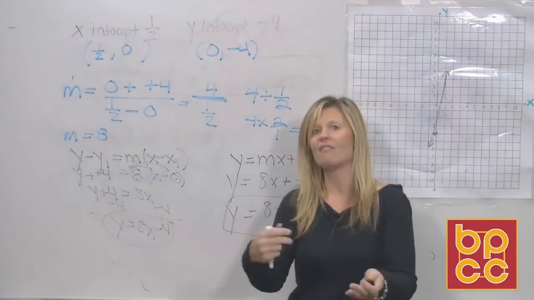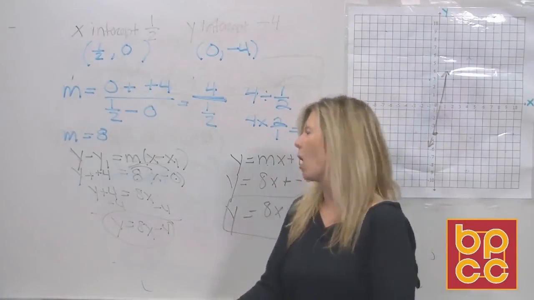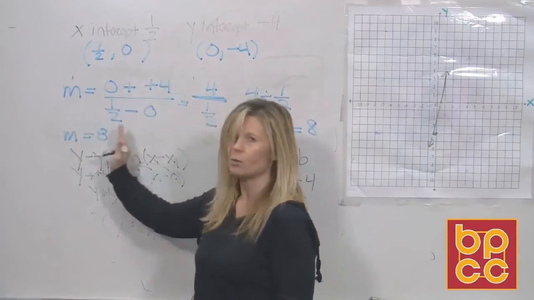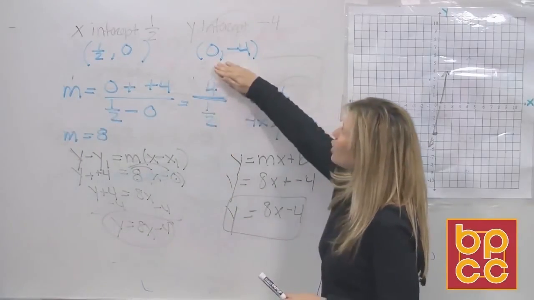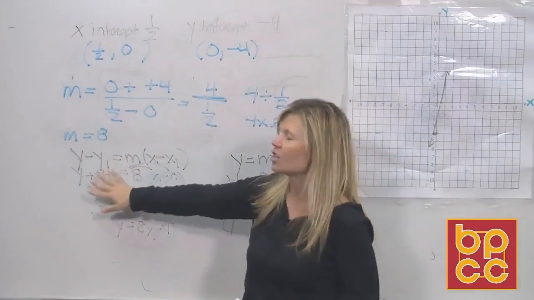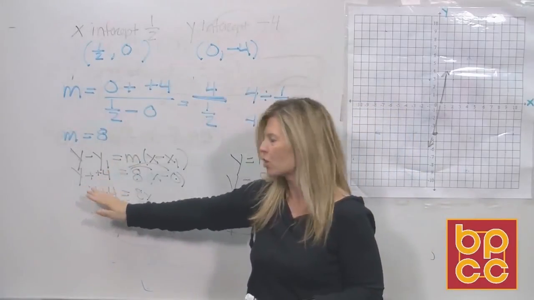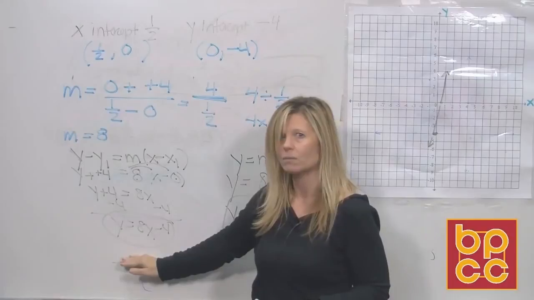If you don't have enough information because you don't know the y-intercept, then yes, that's when you would use the point slope. But if you don't recognize that you had the y-intercept and you did it the hard way, point slope first, you're going to get the same equation.